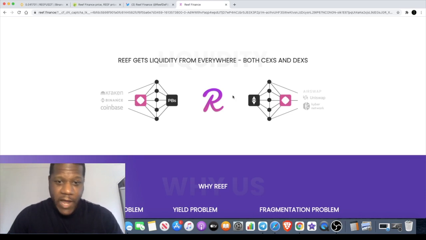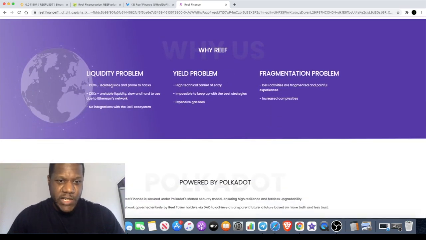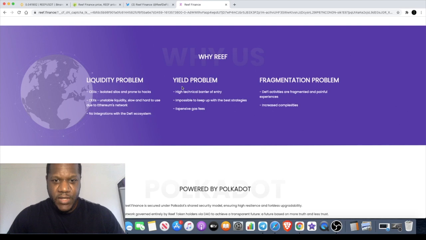The fact that I don't know how it does this, if you do know, let us know in the comments if you know about a video we can look at to see exactly how it does this or anything like that. Central exchanges: isolated silos and prone to hacks. Decentralized exchanges: unstable liquidity, slow and hard to use due to Ethereum's network. No integration with the DeFi ecosystem. The yield problem is high, has a high technical barrier of entry, and it's impossible to keep up with the best strategies. And there are expensive gas fees, of course, we know that.